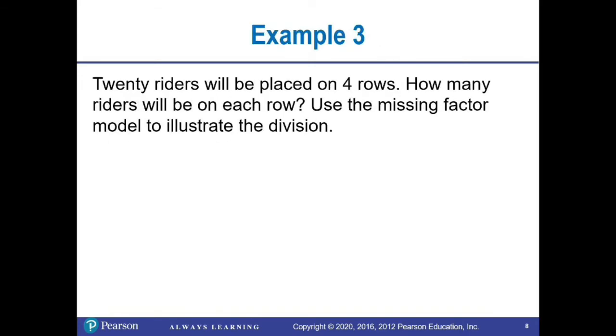So in our example, we have 20 riders that we're going to place on 4 rows. And I want to know how many riders are going to be on each row. We use the missing factor model here to illustrate our division. So I'm wondering, 4 times what makes 20? Well, when we think back to our multiplication facts, we remember that 4 times 5 equals 20. And so our answer here is 5.